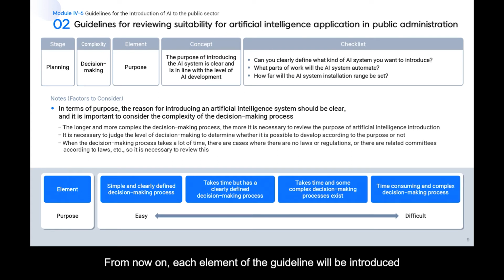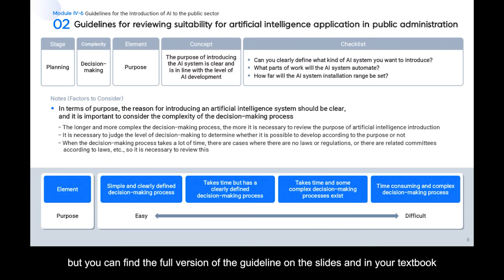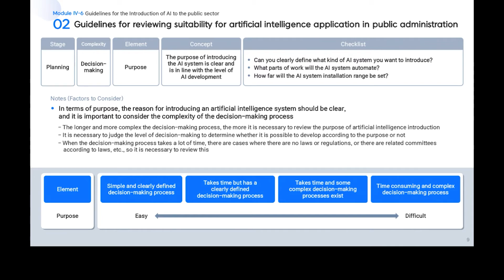From now on, each element of the guideline will be introduced. In this class, each element is simply explained, but you can find the full version of this guideline on the slides and in your textbook. Let's start with the planning stage. In the planning of the AI introduction stage, purpose, usability, and publicity should be considered.